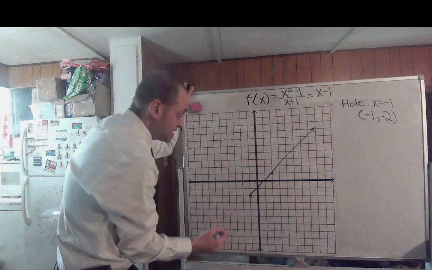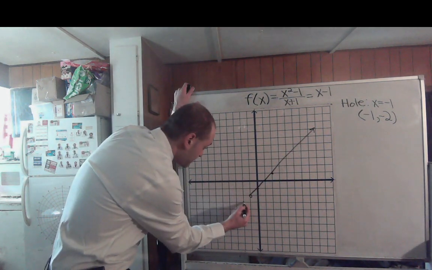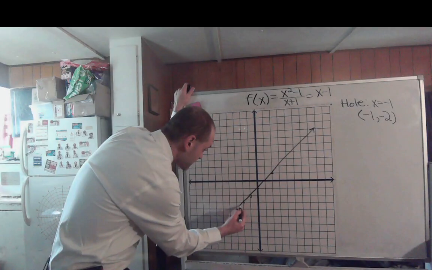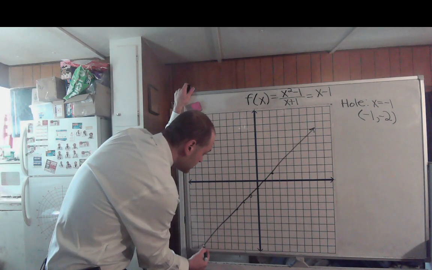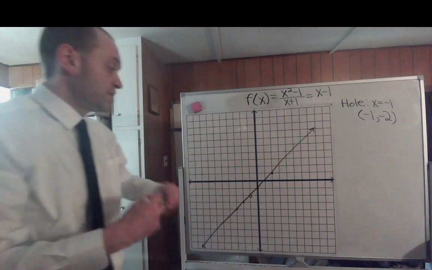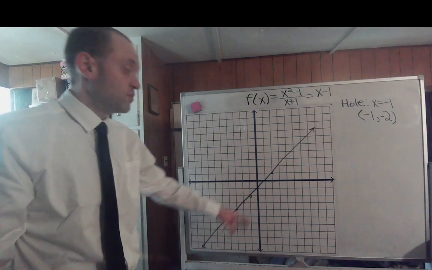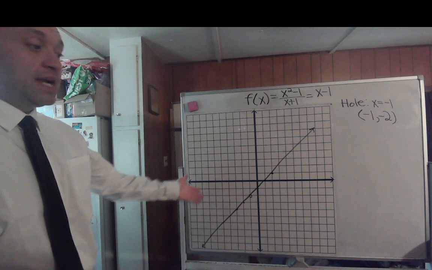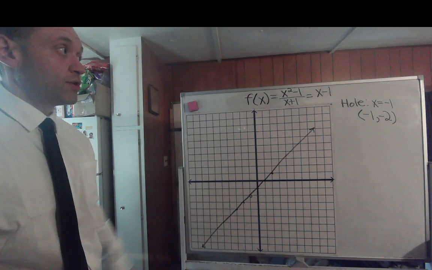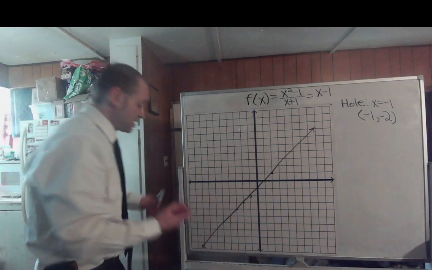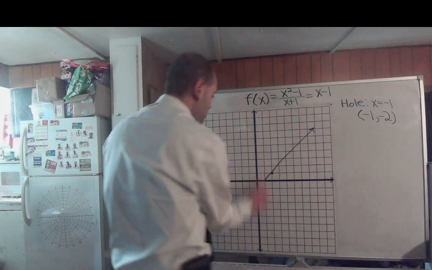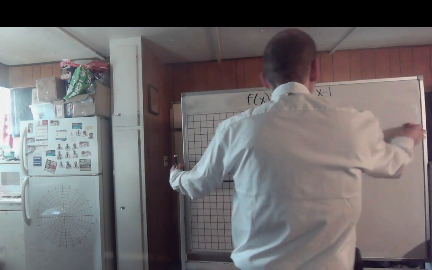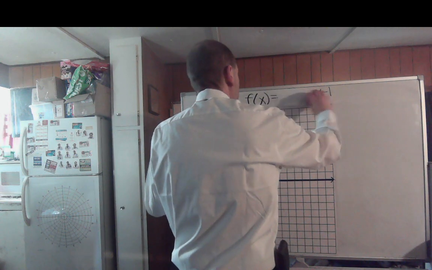Let's see, at -2, you get -3. -3, you get -4, and so on. So you just have a line with a gaping hole in it at the point -1, -2. But otherwise, your domain and your range is literally the set of all real numbers with no asymptotes. Now let's do one more here. This one may change a little bit.